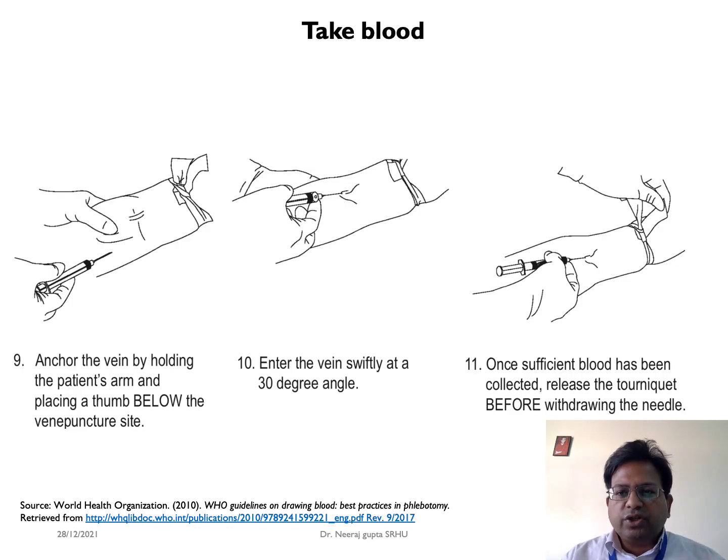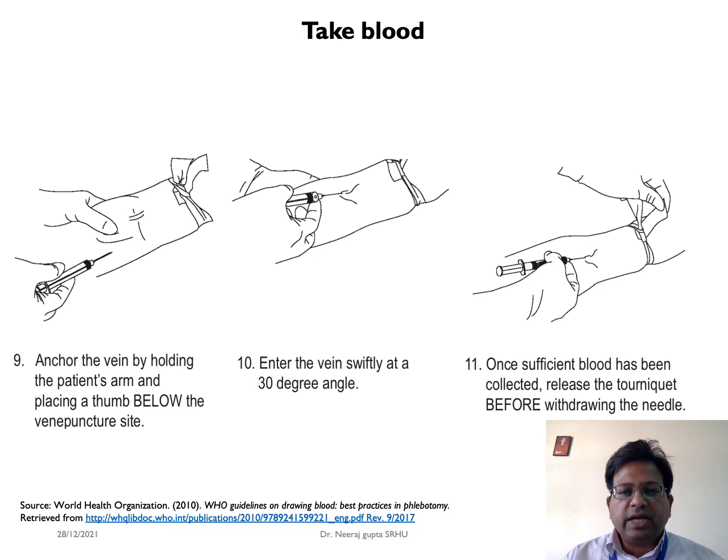Now let's see the procedure of venipuncture. Anchor the vein by holding the patient's arm and placing a thumb below the venipuncture site. Ask the patient to form a fist so the veins are more prominent. Enter the vein swiftly at a 30-degree angle or less and continue to introduce the needle along the vein at the easiest angle of entry.